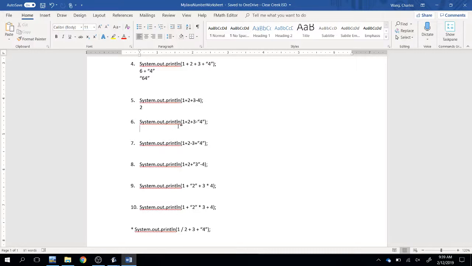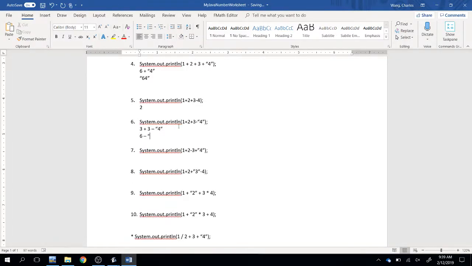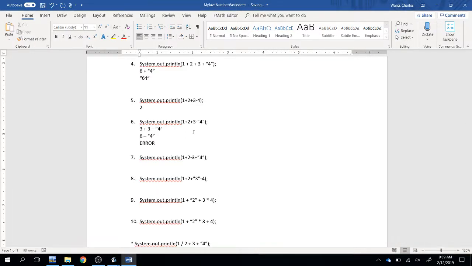So if we do 1 plus 2, that should give me 3, and this is now my problem. 3 plus 3, that's 6. Now 6 minus a string 4. We can't do that, right? So this will result in an error.